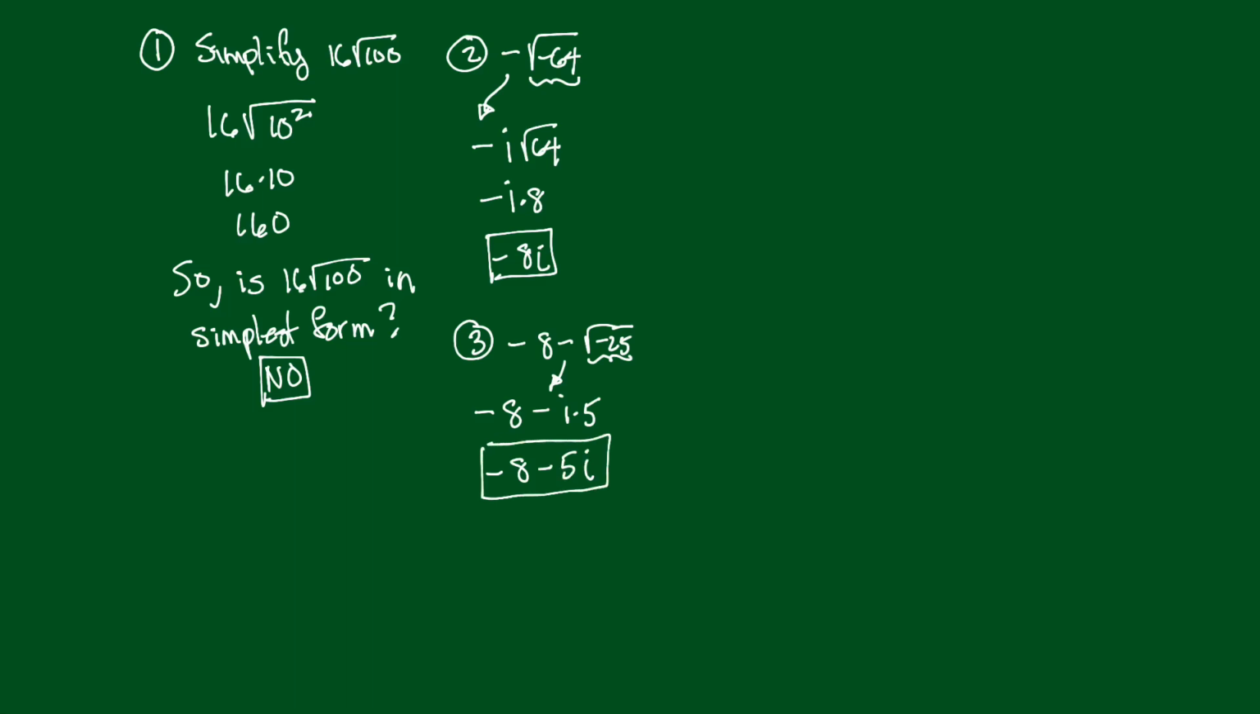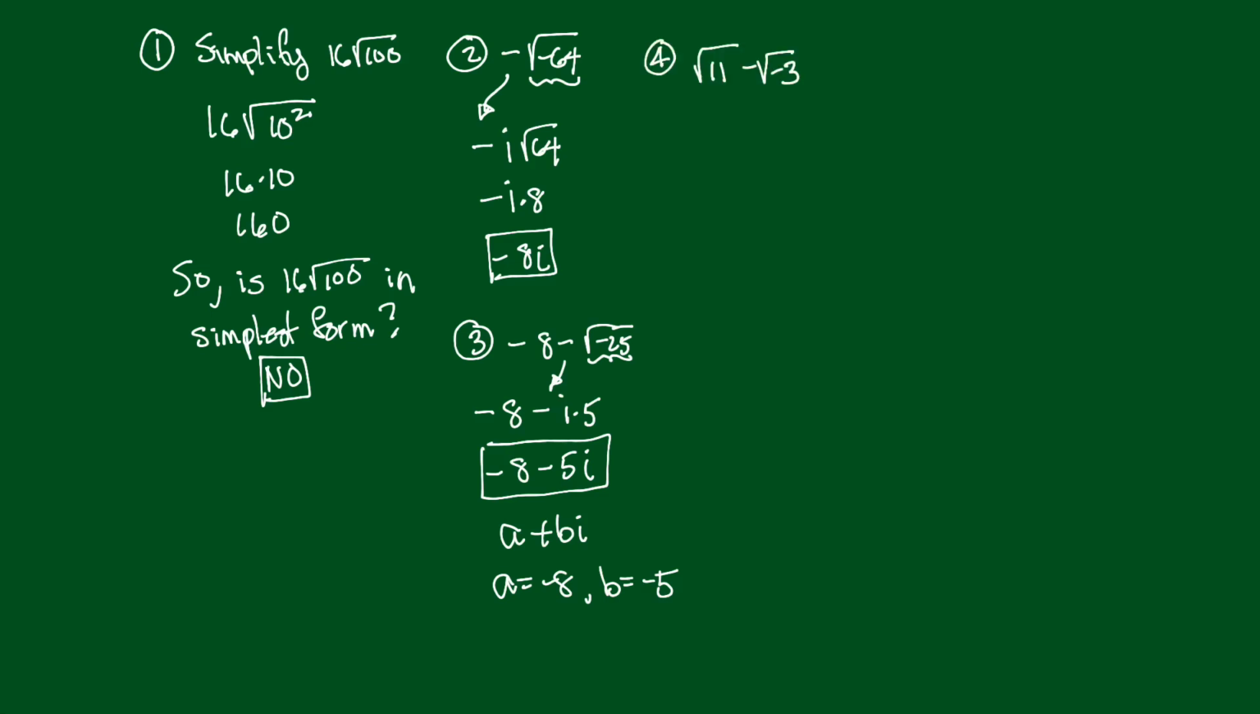And this is in the proper form because this is in form A plus BI, where I've got the A right here, that's the real part, and B, negative 5, is the imaginary part. So if I write it here, A is equal to negative 8, B, the imaginary part, is negative 5. Not negative 5I, just the coefficient of the I, negative 5.